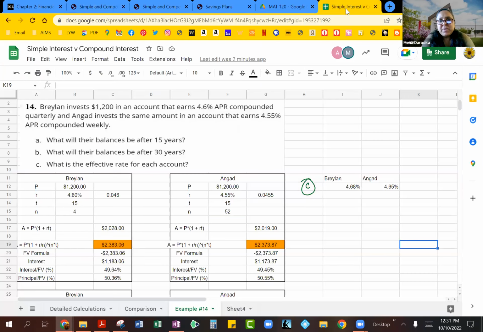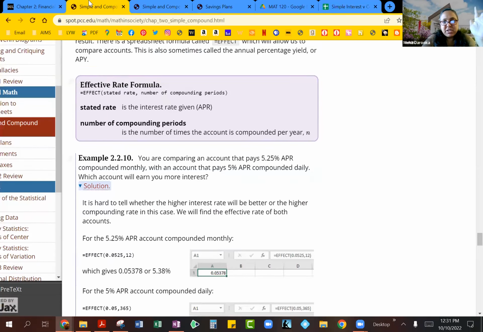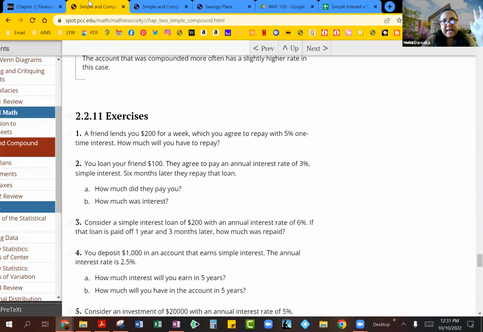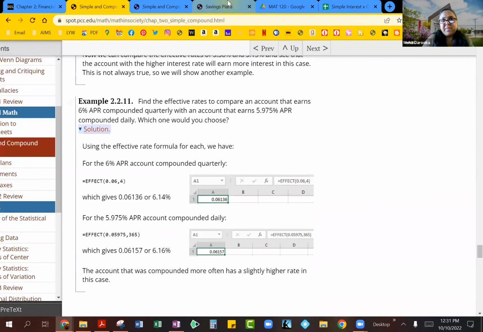So questions on this one here, guys? On the effective rate? Okay, so we are officially and finally done with section 2.2. As you will see, this is the last one, and then we just go into examples from that.